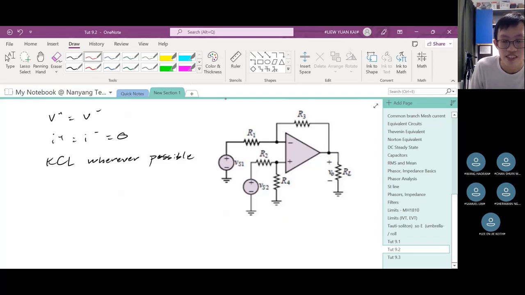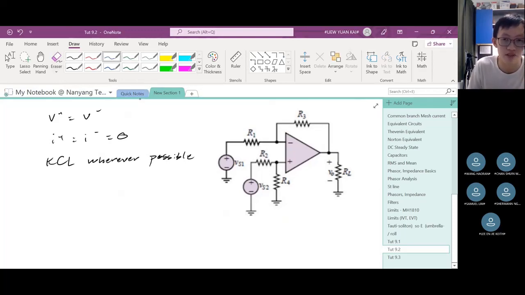So see if it's simple. In this case, there's no voltage. I can immediately say this one is surely 0, because this one is not connected to ground. This one's also not connected to ground. So just acknowledge that over here, the currents are 0, so nothing going in there. Then we have to just straight away start with our KCL.